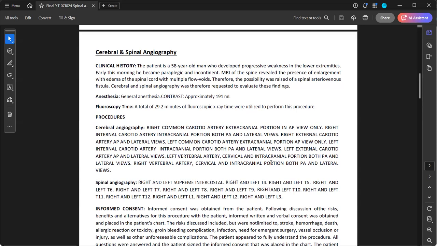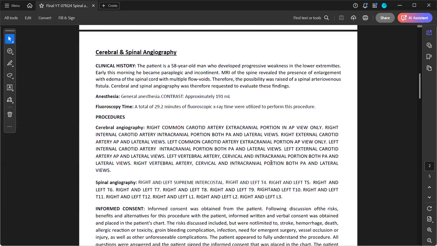So this particular case, we have a 58-year-old man who developed progressive weakness in the lower extremities. He has symptoms of being paraplegic and incontinent, had a prior MRI. There was enlargement with edema of the spinal cord, and so there was a possibility of an AVM. So it is recommended that the patient has cerebral and spinal angiography to evaluate these findings.